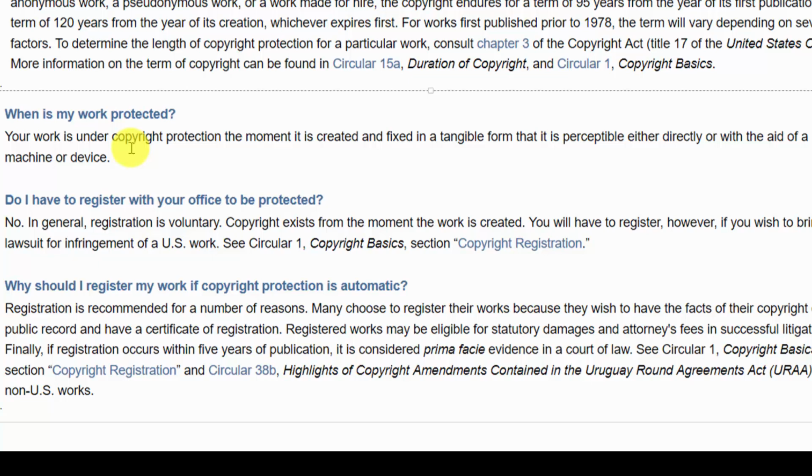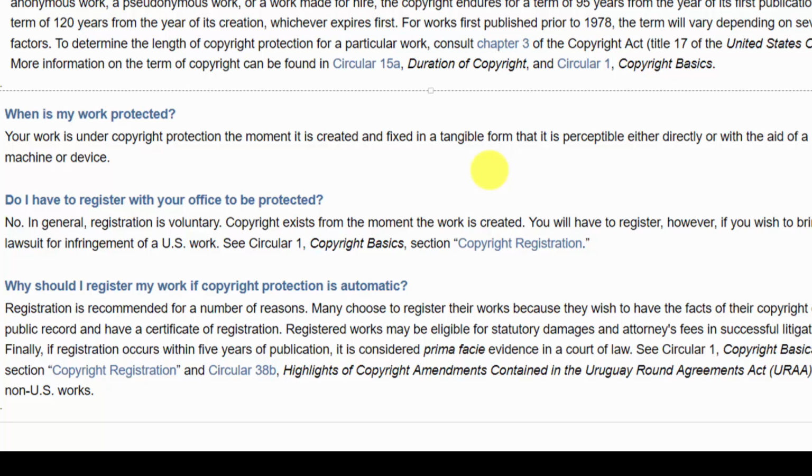So if you and some buddies were working on a song and you were singing the song and playing your guitars and your drums and your instruments, that's not copyrighted because it's not in a fixed form. But as soon as you record that song on somebody's phone, then it's automatically copyrighted. So the Copyright Office says, "Do I have to register with your office to be protected?" "No. Registration is voluntary. Copyright exists from the moment the work is created." So you don't have to register with the Copyright Office. You don't have to pay a dime to anyone.